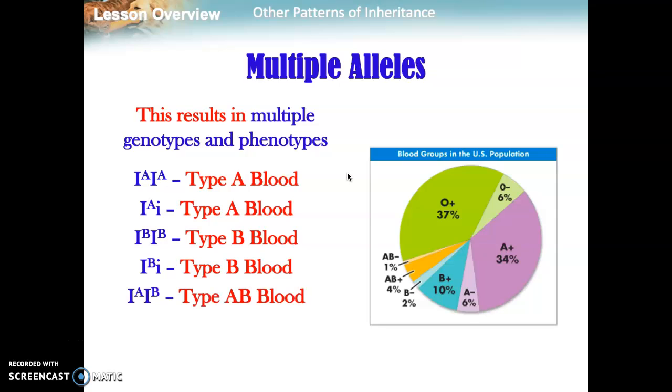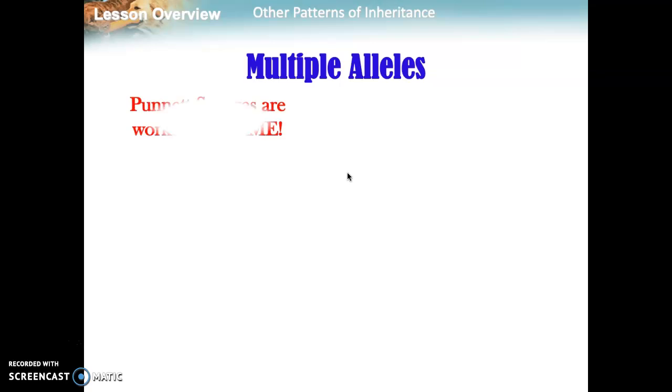The only way to get AB blood is through codominance. You must have an allele for A and an allele for B. The other way to get type O blood is to have 2 recessive O alleles. So we have 4 phenotypes, 6 genotypes. Okay, so let's move through this.